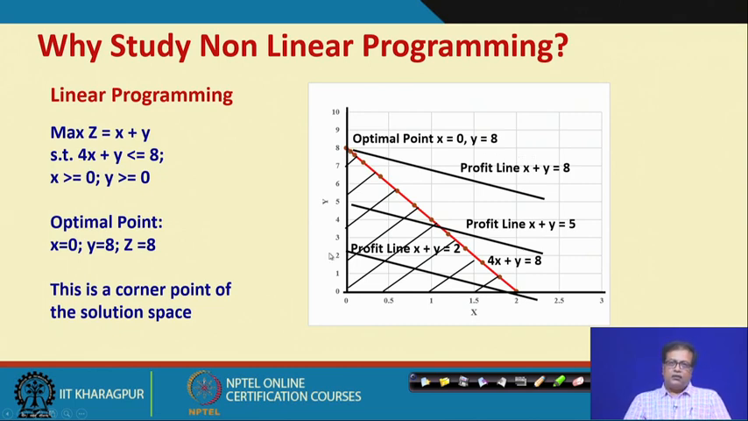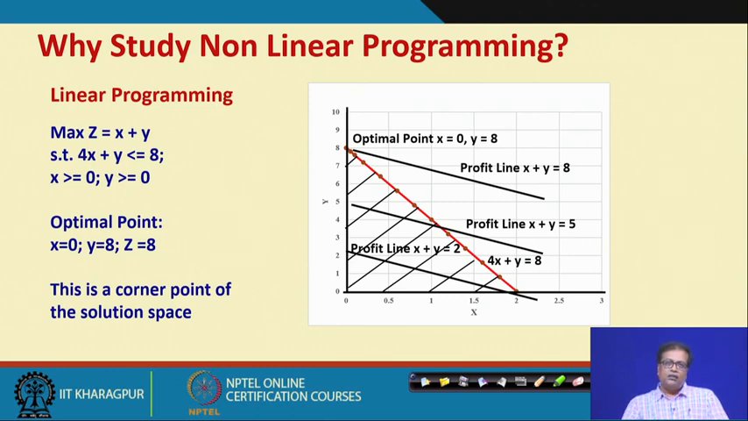In other words, the basic feasible solutions are essentially the corner points of the solution space. Here there are 3 corner points, so there will be 3 basic feasible solutions, and the optimal solution is one of the corner points. Since the optimal solution lies at one of the corner points in the linear programming problem, that is the advantage. The basic advantage of the linear programming problem is that the solution lies at one of the corner points, right.